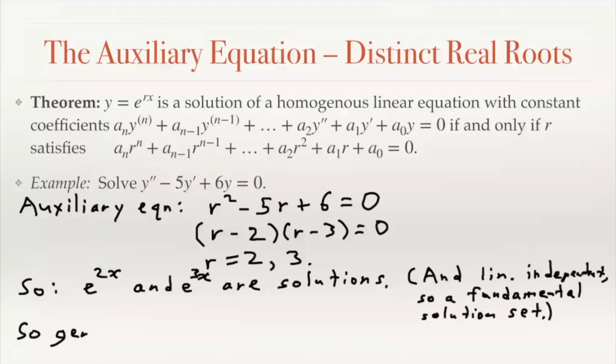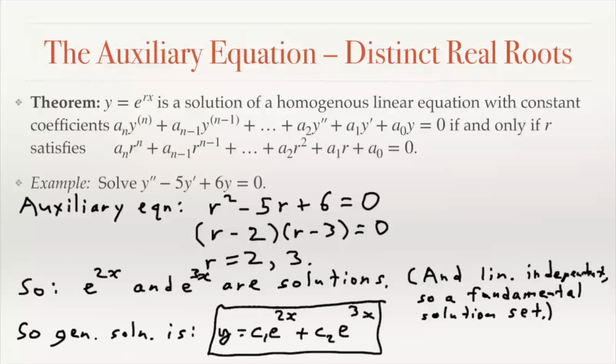Therefore, the general solution to that differential equation is c1 e^(2x) plus c2 e^(3x). So you just solve the auxiliary equation, get your r values, and those are solutions. And if you have as many solutions as the order of the differential equation, then it will be a fundamental solution set. This was second order. We ended up with 2 distinct linearly independent solutions, so we had our full solution set.